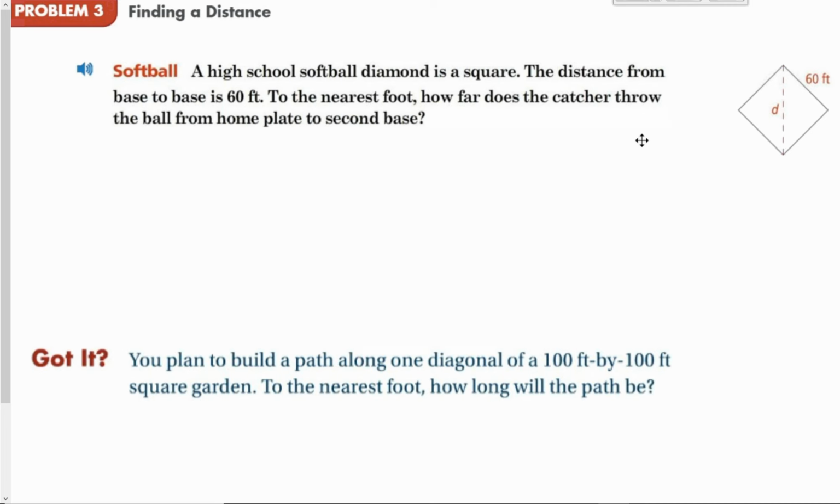Problem 3 is about finding distance. So again, we're going to use that theorem of 45, 45, 90 to figure this out. What we've got to do is read this and determine: is it asking for a side or is it asking for the hypotenuse? So what is D here?